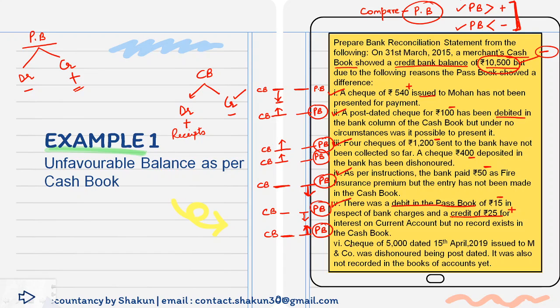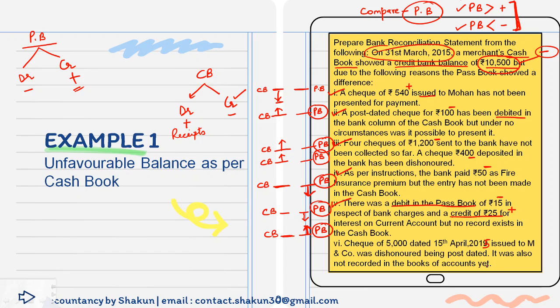We come to the last one. Check of 5,000 dated 15th April 2015. Whenever dates are given, I would request you to look at when we are preparing the bank reconciliation statement. We are preparing the statement on 31st of March 2015. Now they are saying a check of 5,000 dated, I think there is an error in the amount here. Check of 5,000 dated 15th April 2015 issued to MN Company was dishonored, being post dated. It was also not recorded in the books of account yet.